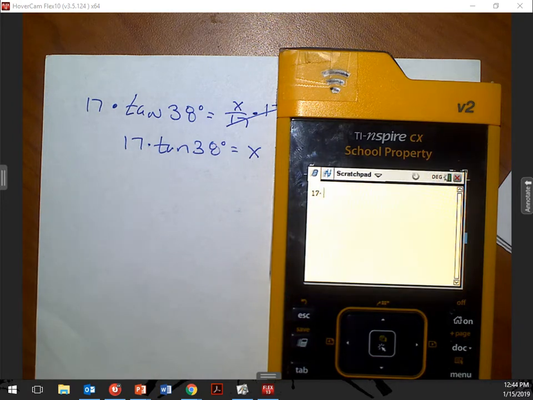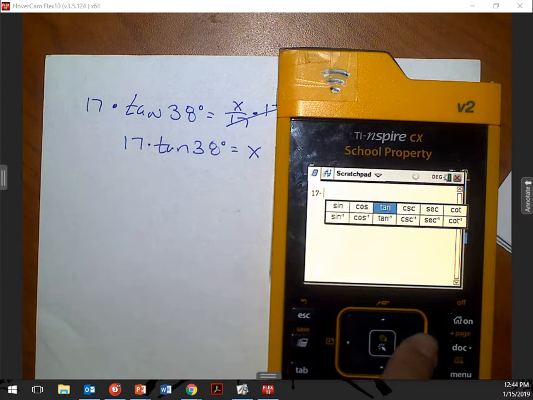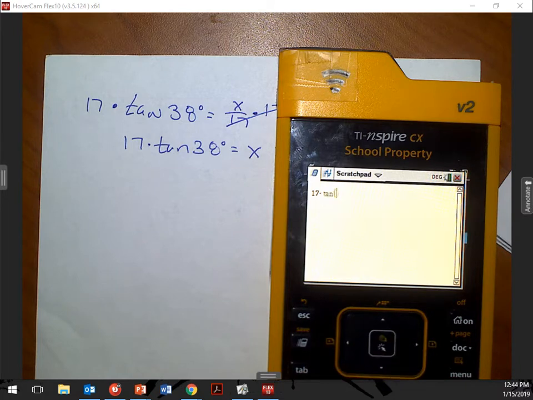17 times tangent. So there's my trig button. Of 38 degrees. Does it really matter if we put the degree sign? Yeah. It does, because if you accidentally mess up and your calculator is in the wrong mode, that degree symbol will force your calculator to be in degrees for that reason.